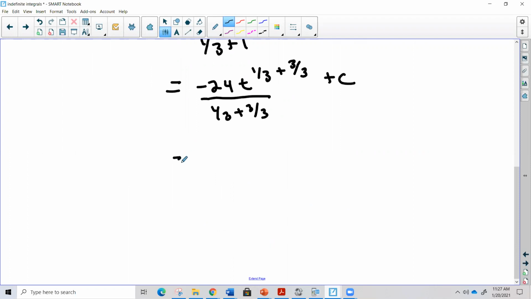And so this would become 1/3 plus 3/3. When you add fractions, you only add the numerators and you keep the denominator. So it'd be 4/3. And that's what the denominator would give me.